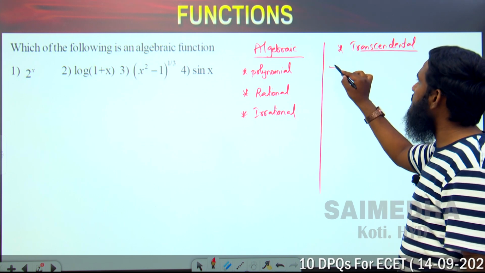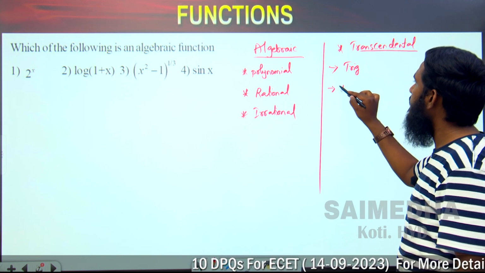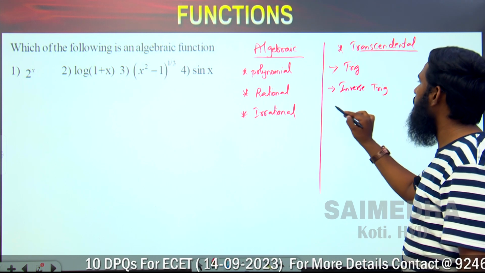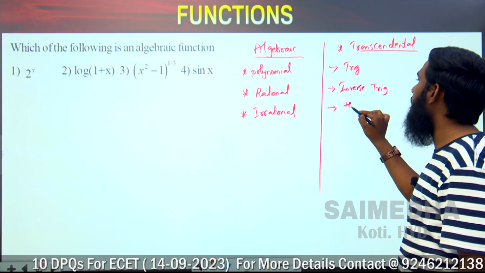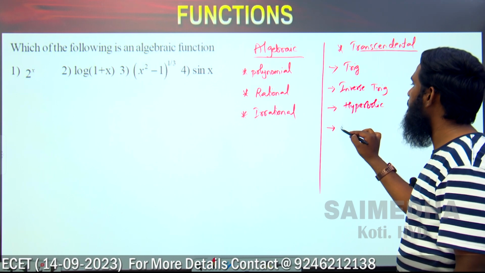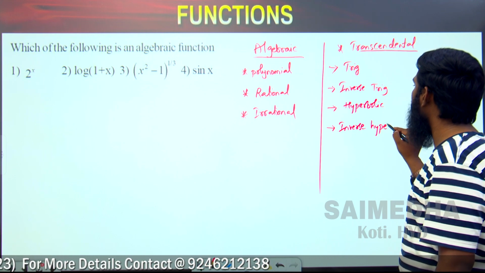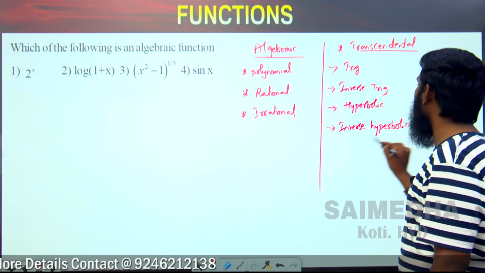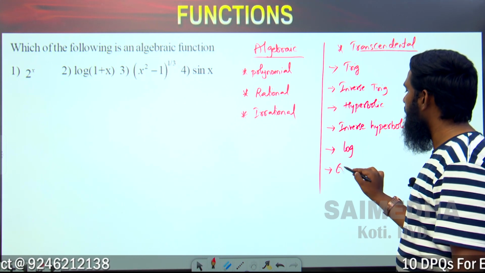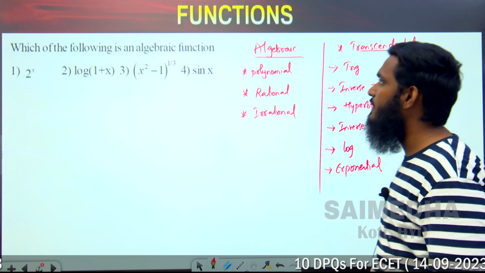In transcendental functions we are having trigonometric functions. Next we are taking inverse trigonometric functions. Next, hyperbolic functions. Next, inverse hyperbolic functions. Next, logarithmic functions. Next, exponential functions. Almost all these functions we have taken in transcendental.